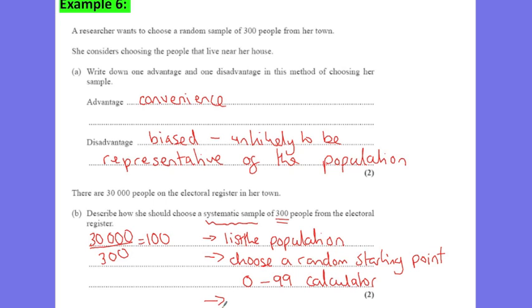Once we've got our starting number, we will then select that person and every 100th name after. So, if the 53rd person gets picked, the next person is going to be 153, then 253, etc. So those steps there are really important for describing a systematic sample.